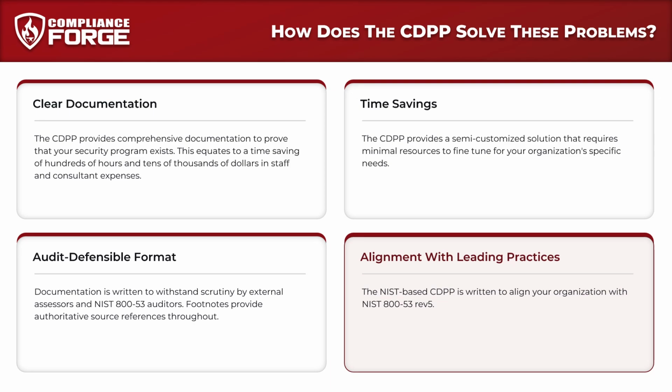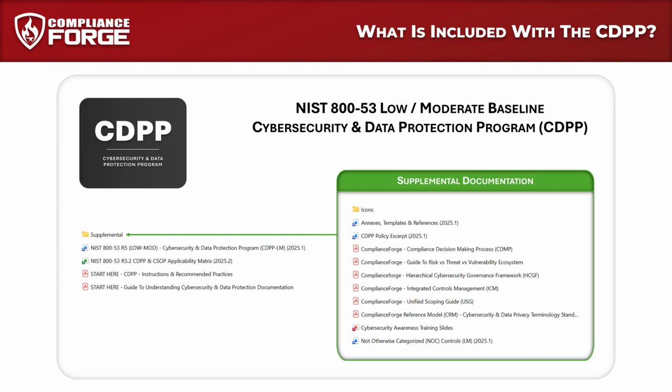And the fourth is alignment with leading practices. The NIST-based CDPP is written to align your organization with NIST 853 Revision 5. So what do you actually receive? Here is a look at the content of the NIST 853 moderate baseline version of the CDPP, the editable Microsoft Word and Microsoft Excel documentation that is delivered to you.